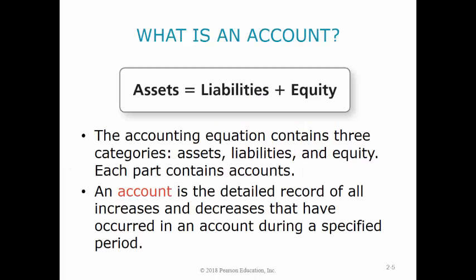The accounting equation is the basic tool of accounting. The accounting equation is made up of three categories: assets, liabilities, and equity. Each category contains accounts, which are detailed records of all increases and decreases that have occurred in an individual asset, liability, or equity during a specific period.